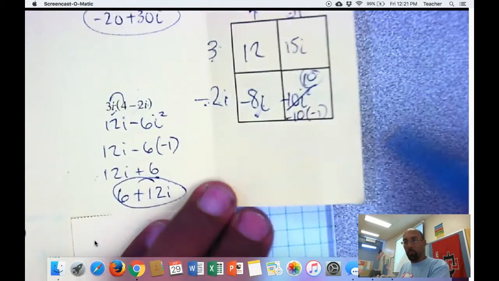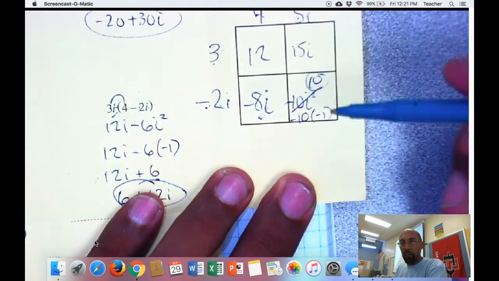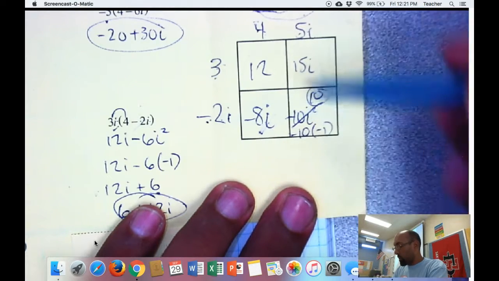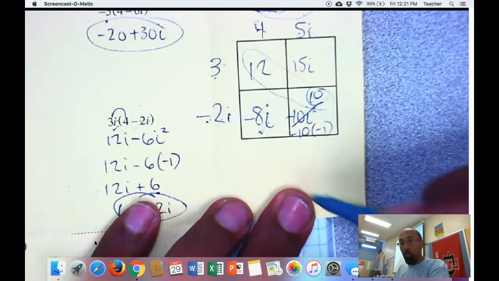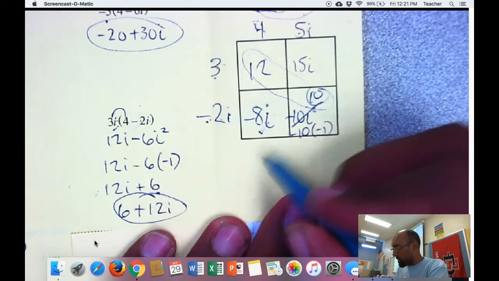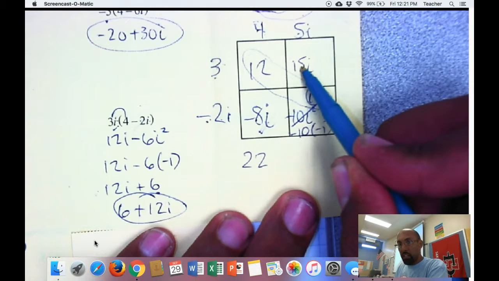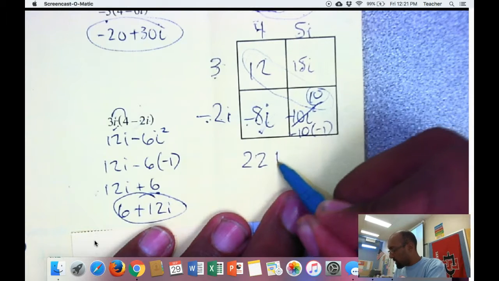Okay? So now, what I can do here with the box is I can combine the like terms right now, because these are the terms. So the 12 and 10, those are like terms. And remember, real numbers go first. So 12 plus 10 is 22. And then I have negative 8 and 15. So negative 8 plus 15, that's going to be plus 7i.